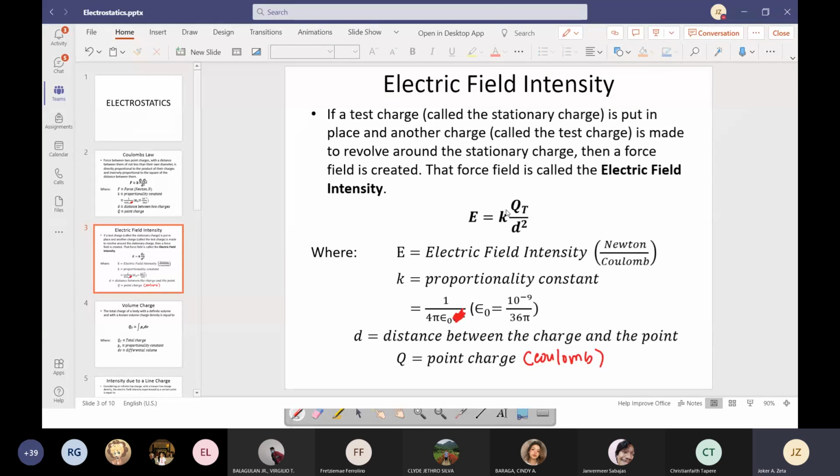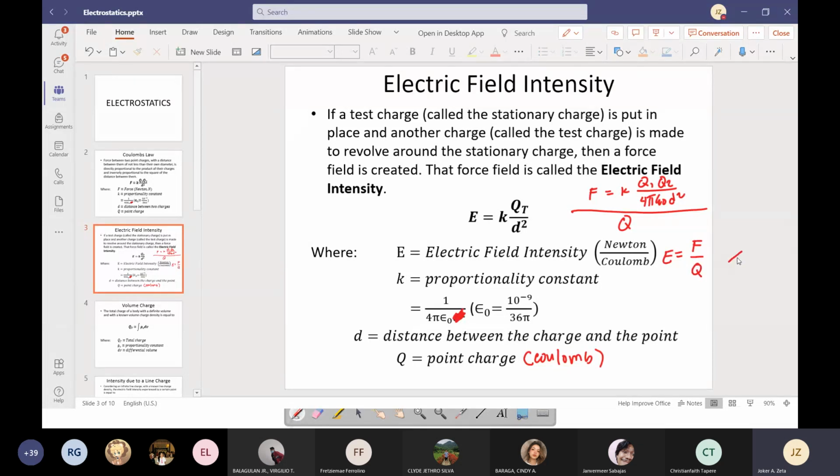Now, again, for k here, it's the same, 1 over 4 pi epsilon-naught, wherein epsilon-naught is 10 to the negative 9 over 36 pi. And the unit for electric field intensity is newton per coulomb. Newton per coulomb. So basically, it's like force. Right? Force equals k Q1 Q2 over 4 pi epsilon-naught d squared. To solve for electric field intensity, just divide by one charge. That's why electric field intensity is basically force over Q.